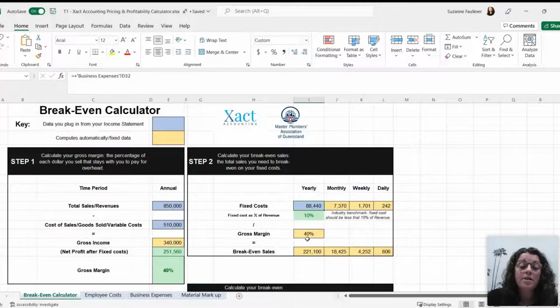Our gross margin in this case, again, is around 40%, pulling across from here, which means for break even, just to cover those costs, we need to generate $220,000 of revenue. And daily means $600 of revenue.